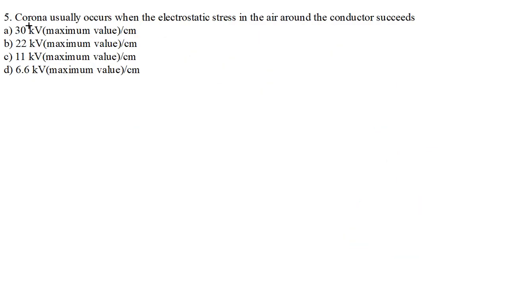So question number 5. Corona usually occurs when the electrostatic stress in the air around the conductor exceeds: Option A, 30 kV maximum value per centimeter; 22 kV per centimeter; 11 kV per centimeter; 6.6 kV per centimeter. We know that the corona effect takes place in a power system due to the partial discharge of air surrounding the conductor. In order for that to happen, the electric field intensity E should exceed 30 kV per centimeter maximum.